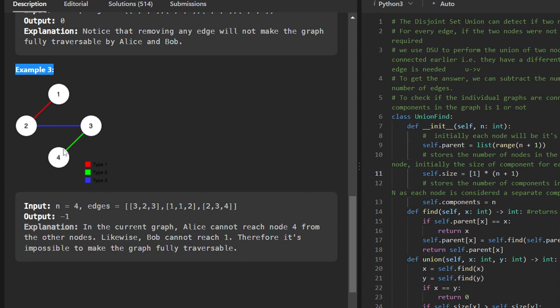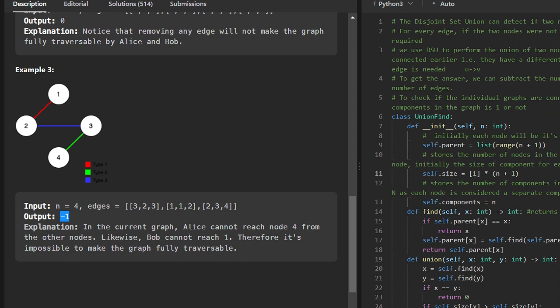Similarly, if you talk about Bob, Bob cannot travel to node 1 because node 1 can only be traveled through the red edge, which means only Alice can travel. Okay, so both Alice and Bob are not able to reach one of the nodes. That means this graph is not fully traversable in the starting itself, without removing any nodes or edges.